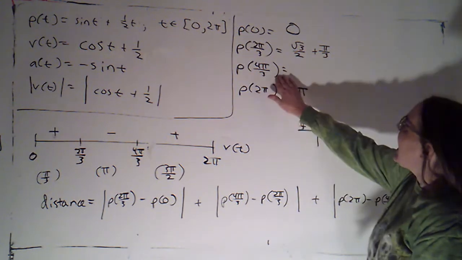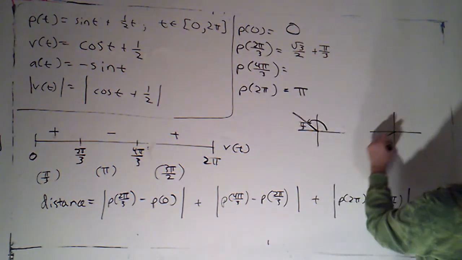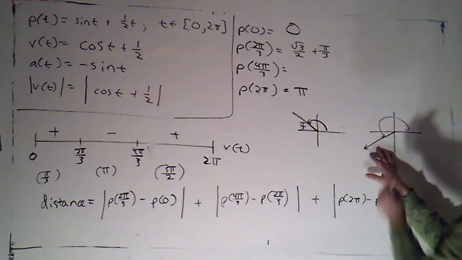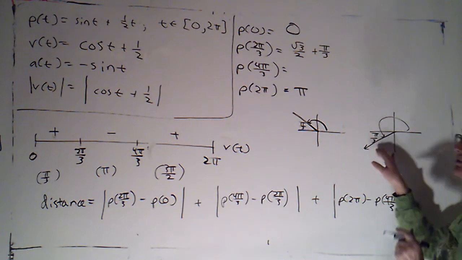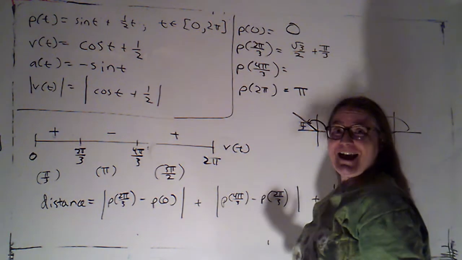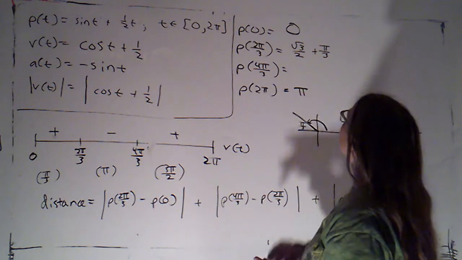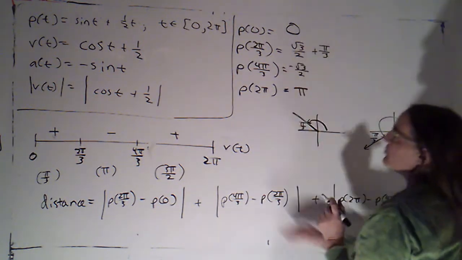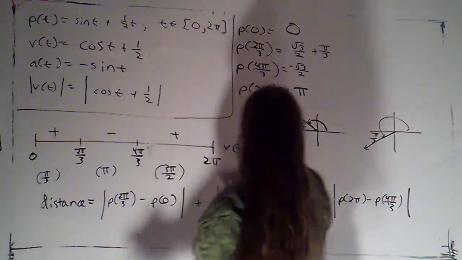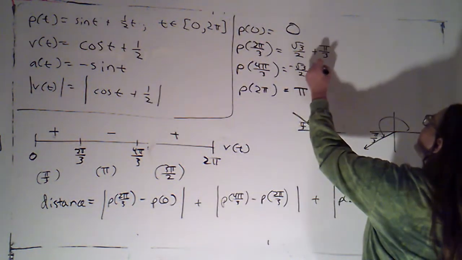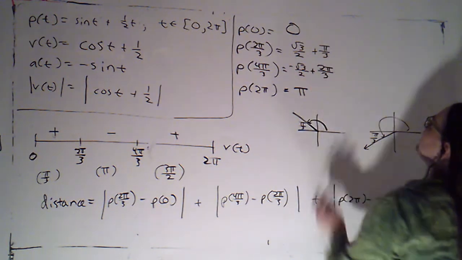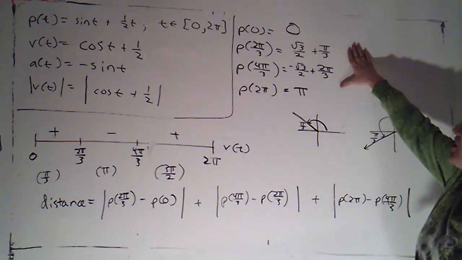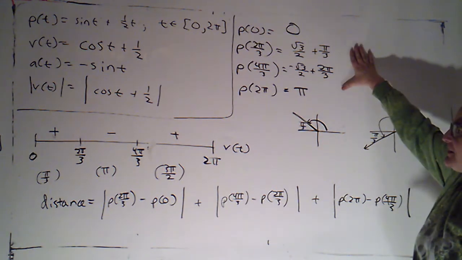Okay, at 4 pi over 3, now we're in quadrant 3, so sine is negative. But we still have a reference angle of pi over 3, so the absolute value that we're attaching to that is still root 3 over 2. So this would be negative root 3 over 2 for the sine, plus 1/2 of 4 pi over 3 would be plus 2 pi over 3. Okay. So these are all of our positions at the relevant times.